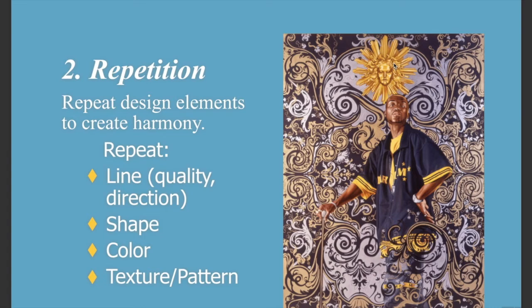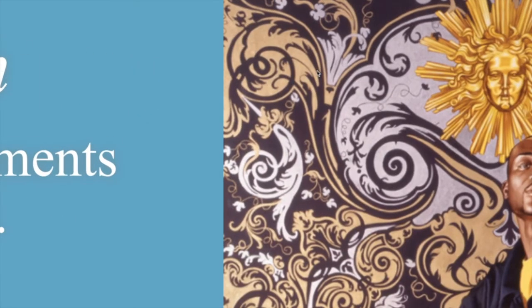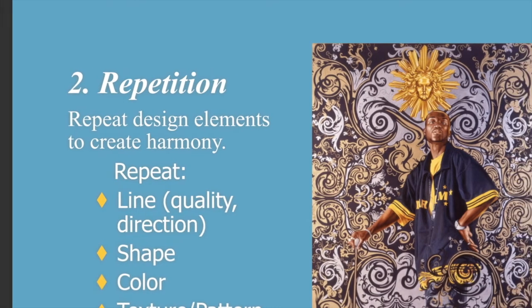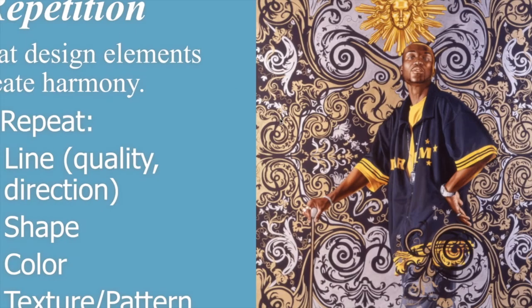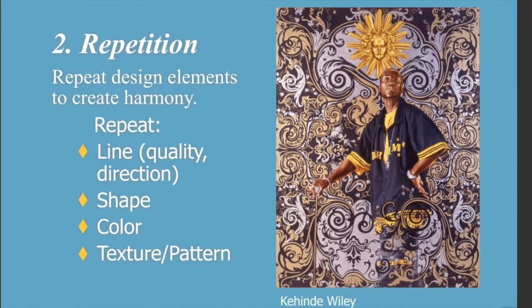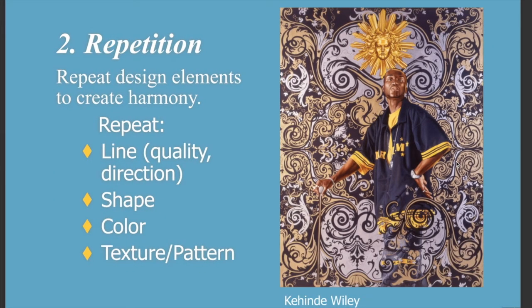Okay, so in this case, we have color repeated. So yellow is repeated throughout the design, and so is this kind of beige color and this mauve. Okay, it's repeated throughout the design. Next, this type of swirly line is repeated throughout the design, and that helps to create unity.